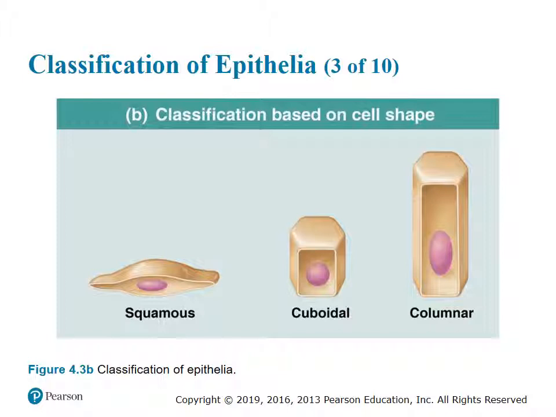Figure 4.3b shows you the different shapes, right? There's a flat, there's the cube shape, and there's the column shape, right?